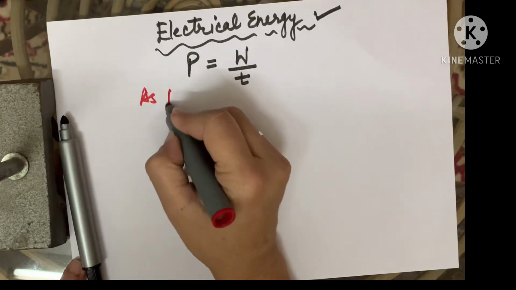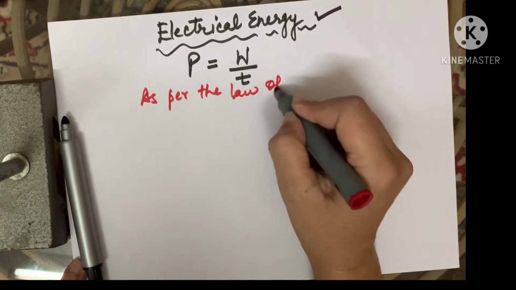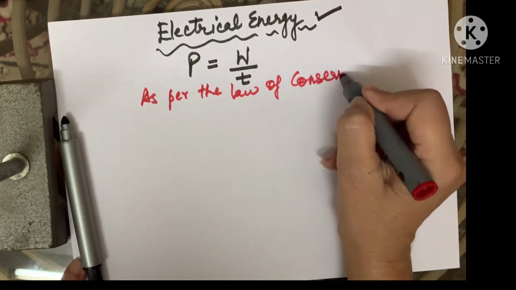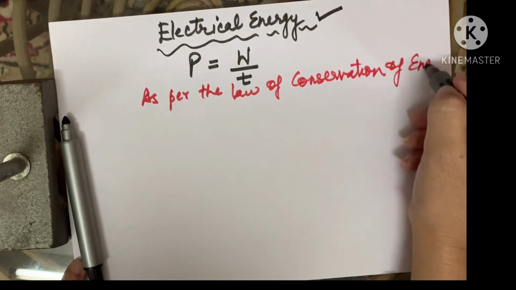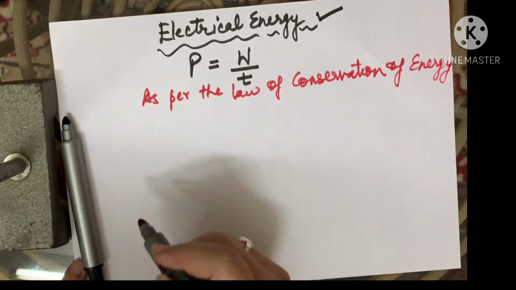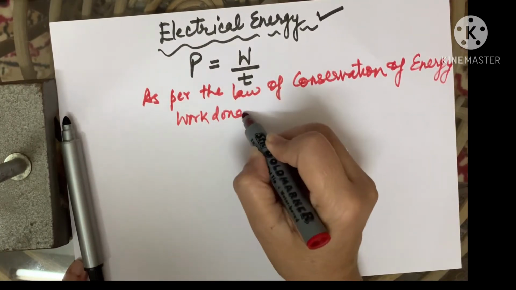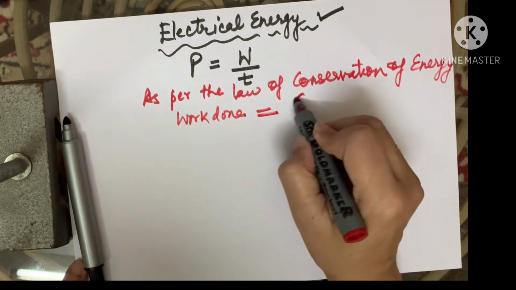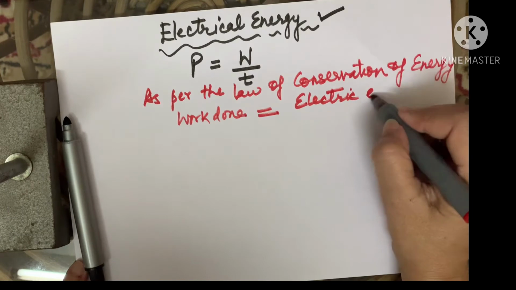Now, according to the law of conservation of energy, work done by the electric current is equal to electric energy consumed.